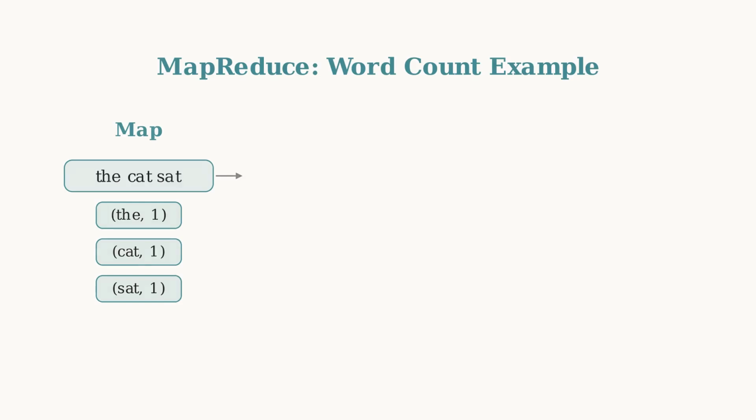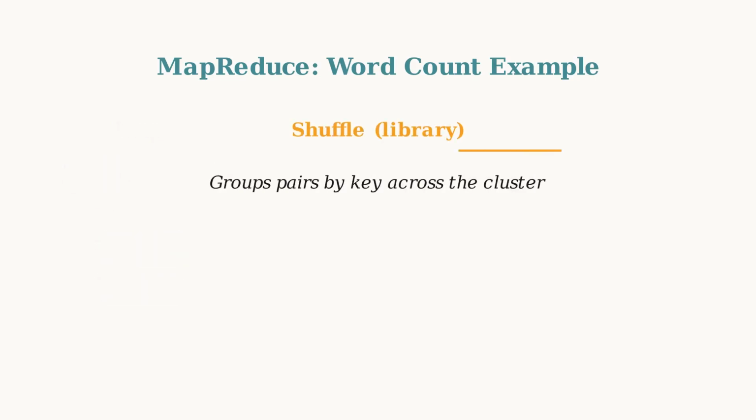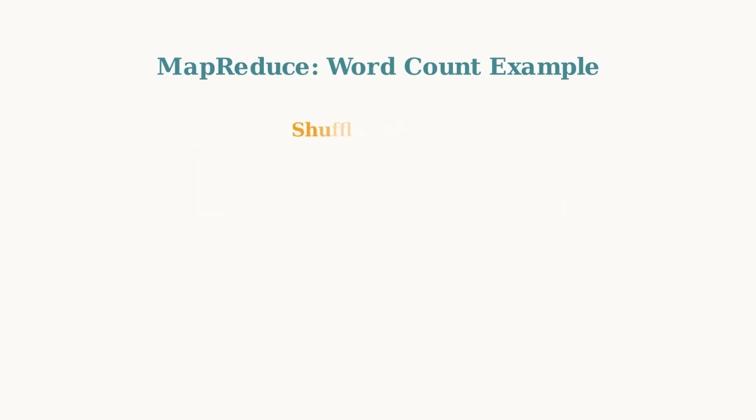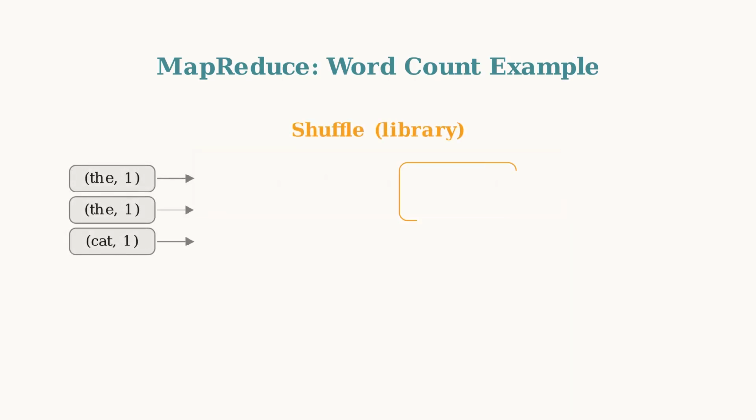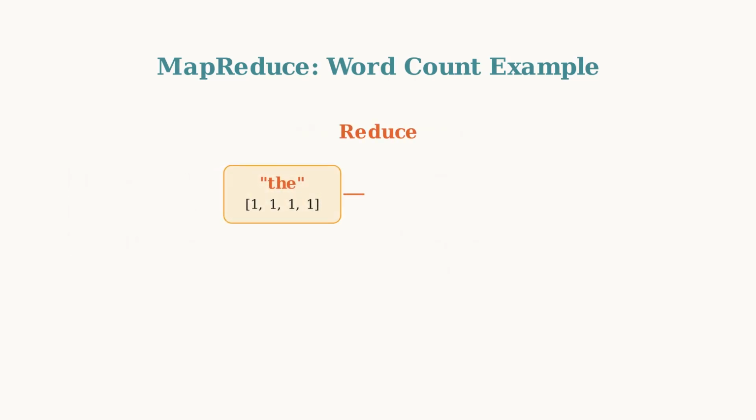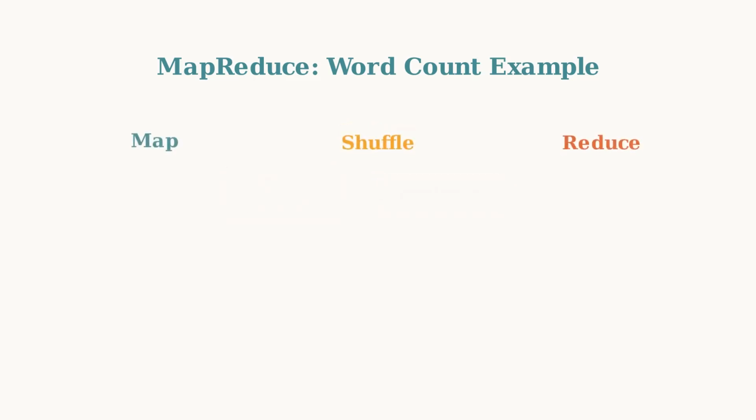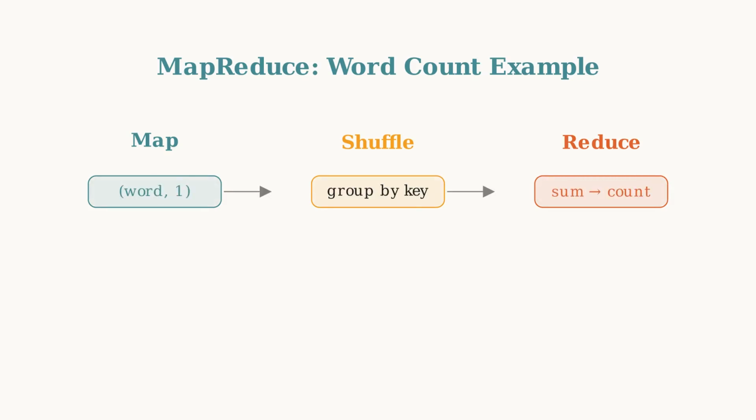Now the library does its magic in the middle. It gathers every pair that shares a key, so all the 1 emissions for "the" from every document across the cluster get bundled together. Then reduce is called once per unique word, with the full list of ones. It sums them. Out comes the final count. The user wrote 2 tiny functions. The library handled the terabyte.